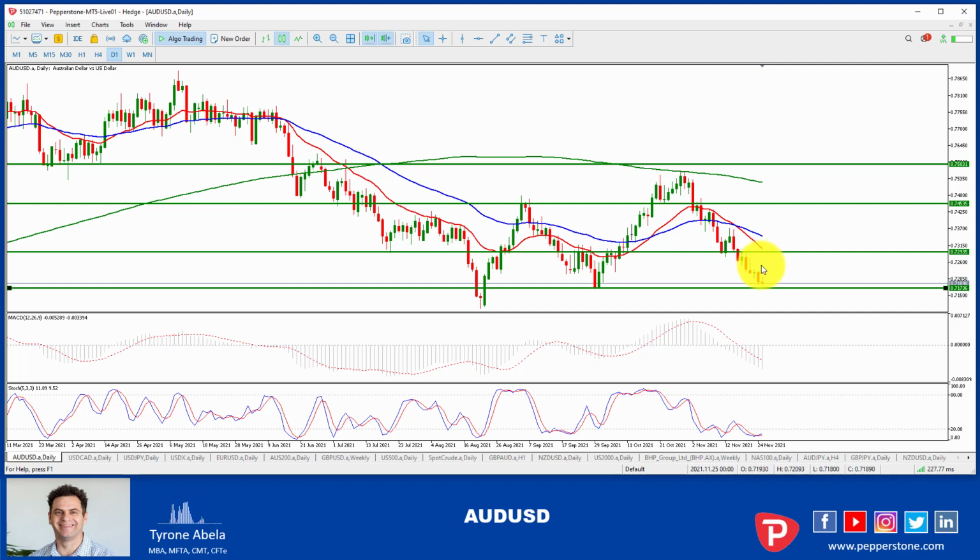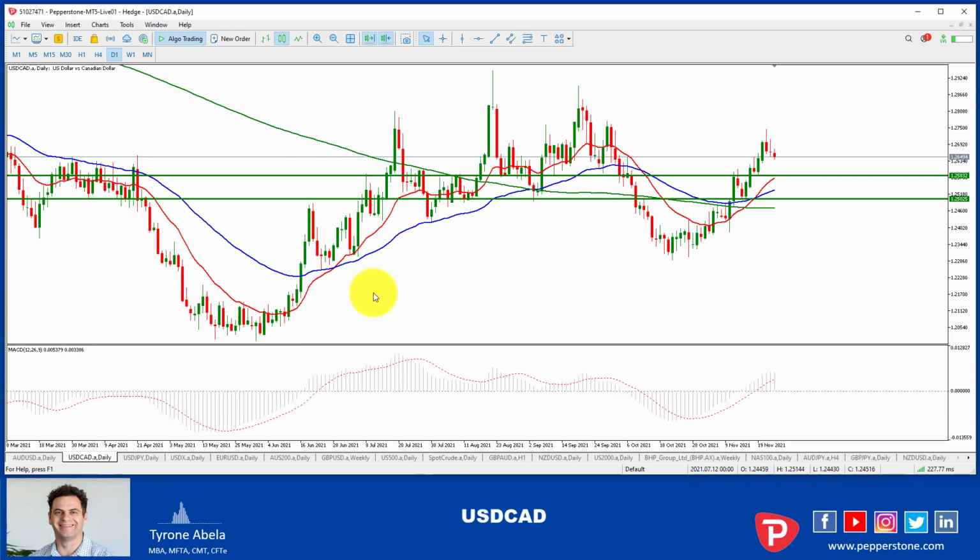And I don't think that's probably going to happen until after non-farm payroll. So I think we're in scalping mode for the next week. All right, we'll go over to the US dollar CAD.